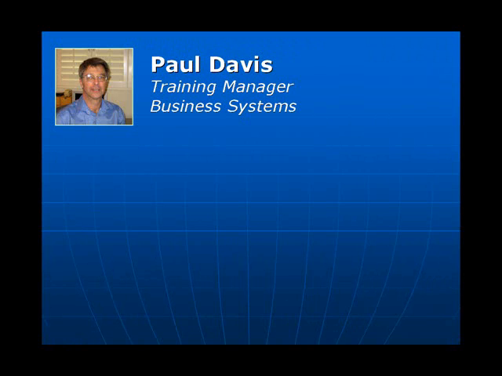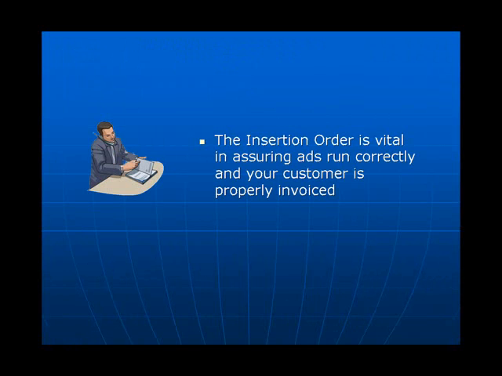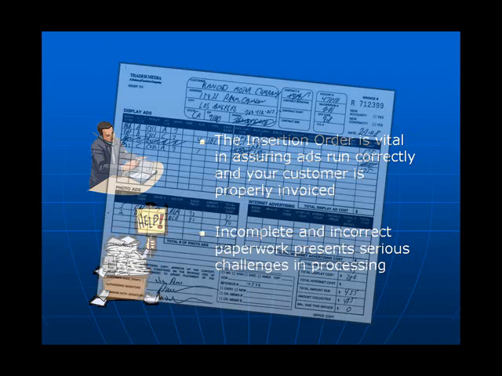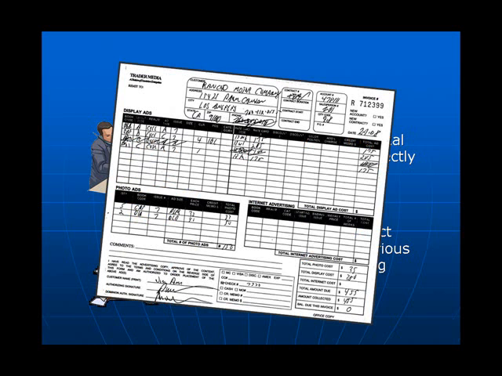We know that filling out an insertion order is not exactly the most exciting part of your day. However, no form is more important in assuring that ads run correctly and that your customer is properly invoiced. Incomplete or incorrect paperwork presents serious challenges in our processing centers. For example, in the past, office staff was familiar with local book codes and ad types. However, our check-in centers are now serving larger regions, and our processing staff may not be able to identify illegible, incorrect, or missing information. So let's take a few minutes and review some of the most important details of our insertion order.